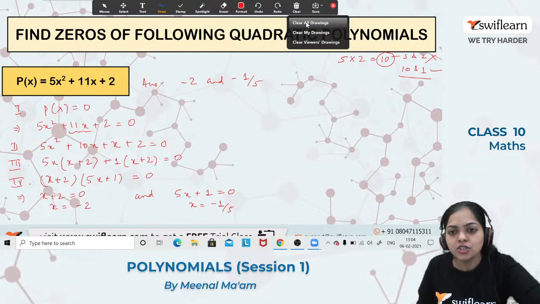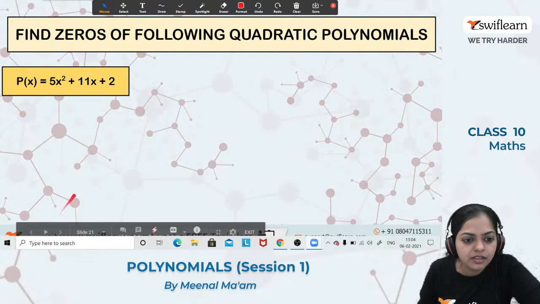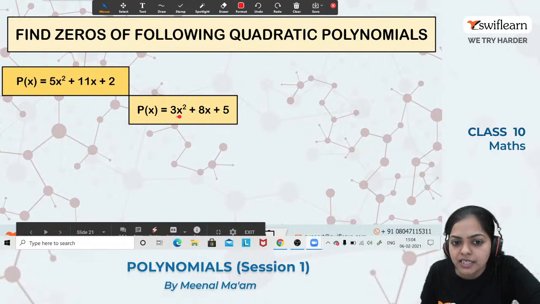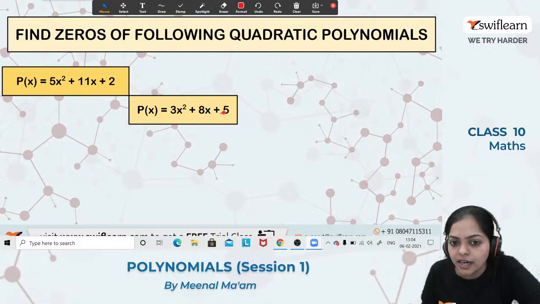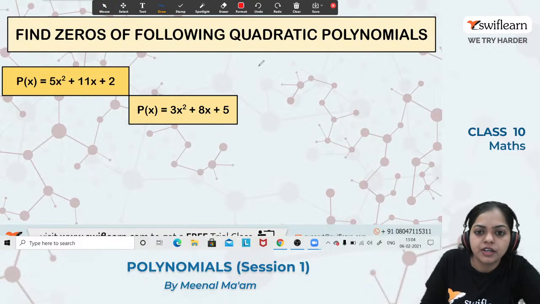Okay, so let's move on to the next one and let's take another example. So this is the second example. P(x) = 3x² + 8x + 5 = 0. Alright, let's solve this question together.